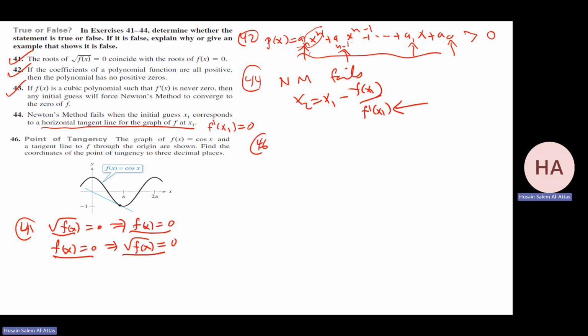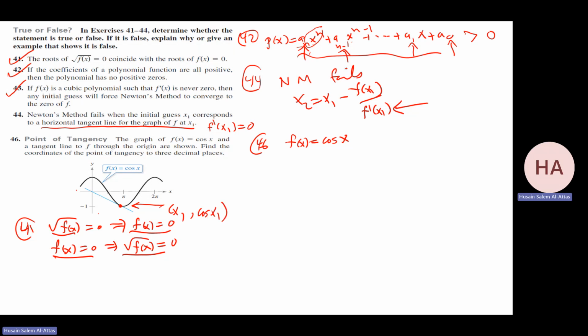Number 46. He's talking about this point. He needs to find the point of tangency, and this is the function. So like what we did before, how to find this point of tangency? We call it x1 and cosine x1.